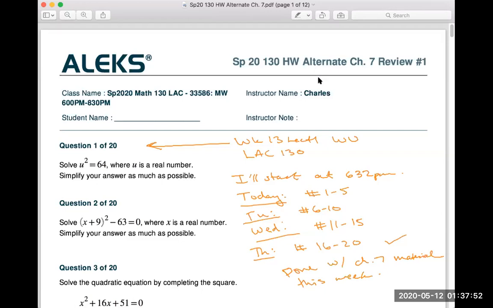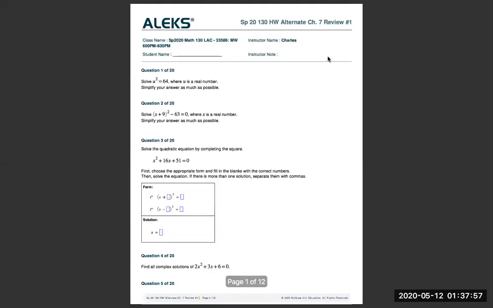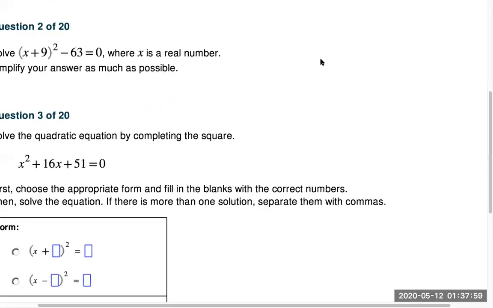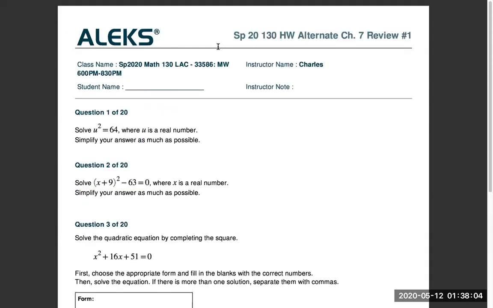All right, let me go ahead and clear all this out. And then I'm going to maximize this and hope that I don't have too many problems maneuvering this today. All right. So just to give you some insight, this is the assignment that we're going to be working on. It's very similar to your homework, so it'll help you through it. I'm going to start with question 1. So question 1, you're to solve u squared equals 64, where u is a real number.